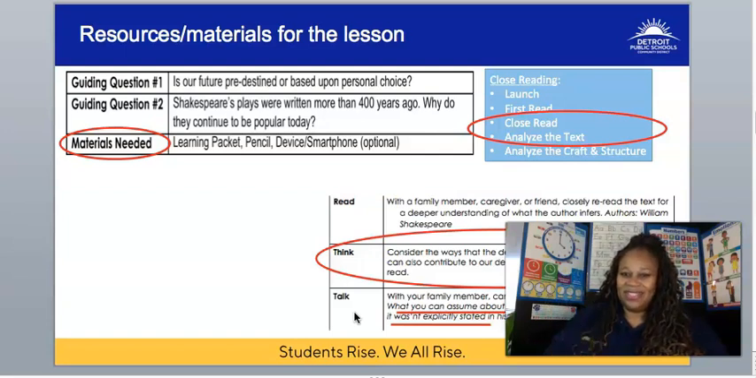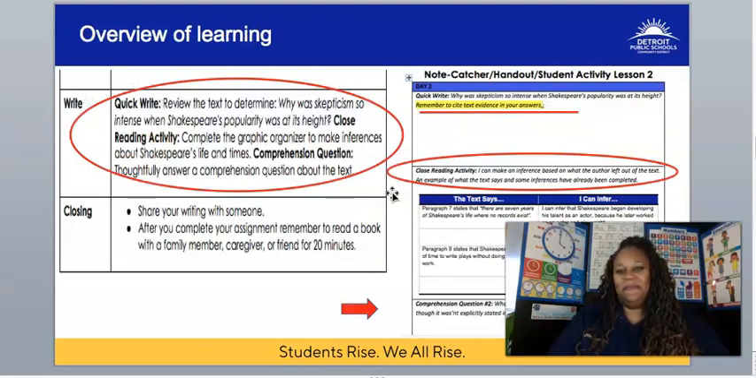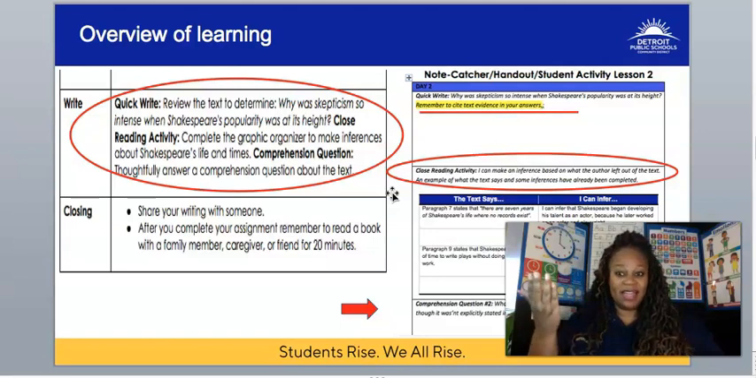In our close reading steps, we are engaging in a close read and analysis of the text today. We will consider the ways that the details the author left out of the text also give us clues to draw conclusions and make inferences about what we read. Today's activities, the quick write activity, asks this question. Why was skepticism so intense when Shakespeare's popularity was at its height?